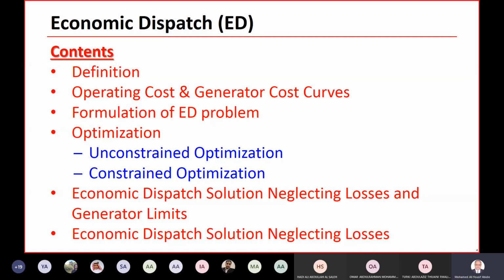I think the time now is over, so let us stop here. We'll continue next class inshallah with the economic dispatch problem.